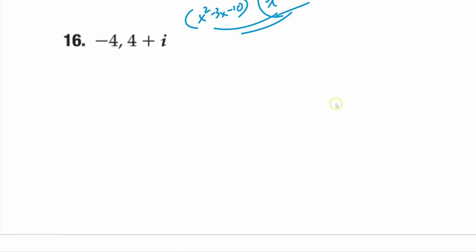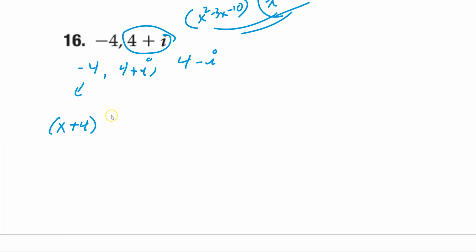Over here, how does this one work? Well, it's the same idea, right? So there's negative 4 plus i, and don't forget you need its conjugate to come in pairs, 4 minus i. So how do we write this? Well, same idea. x plus 4. Here's the part that's a little tricky.